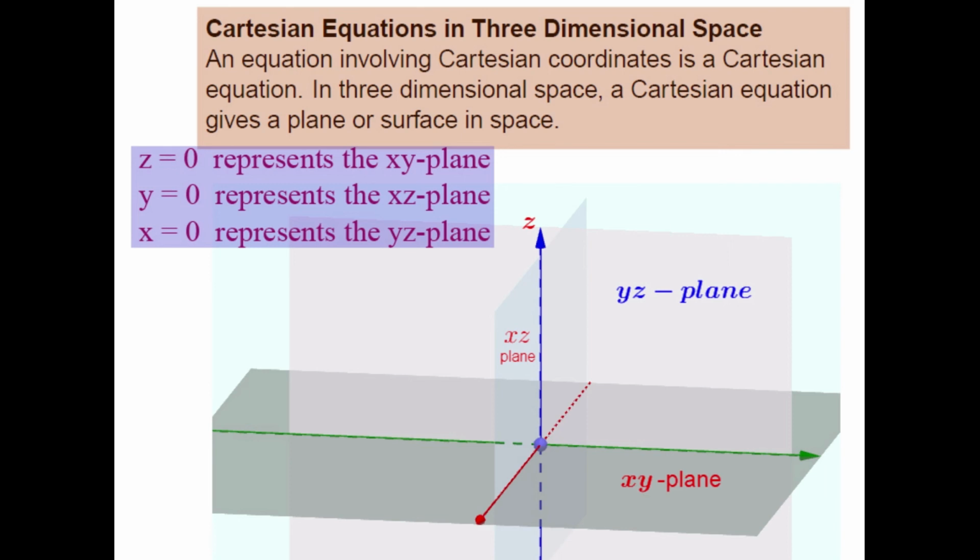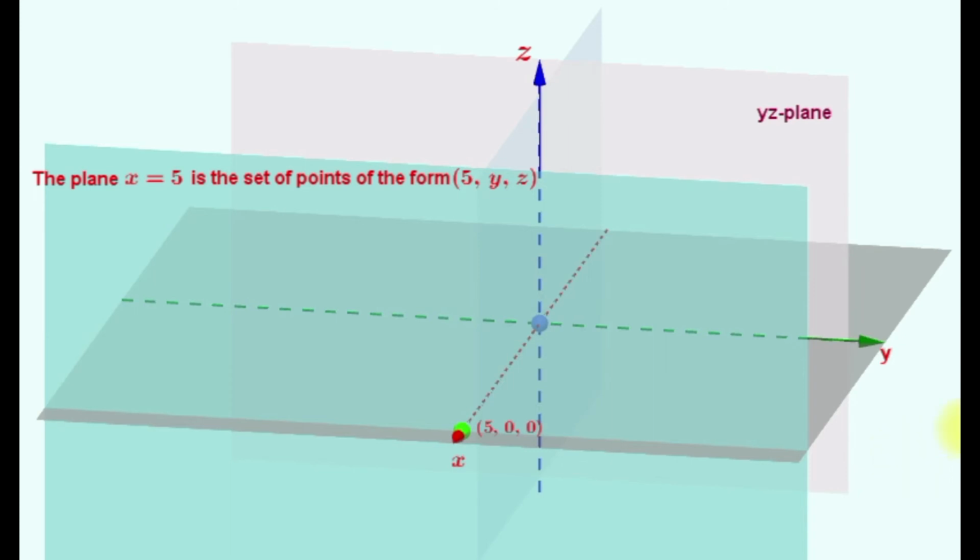As another example, the Cartesian equation x equals 5 gives the plane which is the set of all points of the form triple 5, y, z, where y and z are real numbers. This is a plane passing through the point triple 5, 0, 0 and parallel to the yz plane. This plane x equals 5 is at a distance of 5 units from the yz plane.